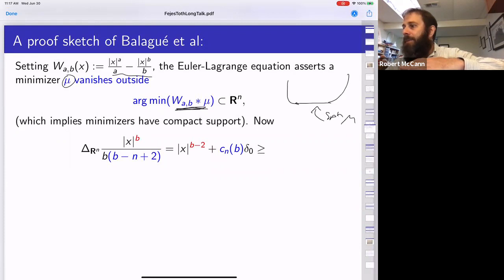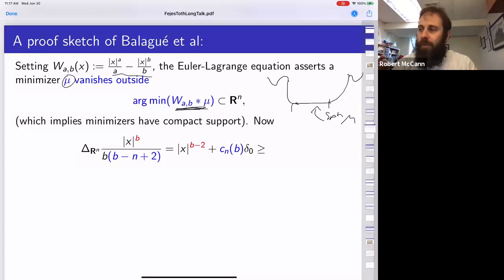So the convolution W star mu might look like this, and then the support of mu is in here. And who knows what it does in other places, but the support of mu has to be in the minimizing set. And in particular, if A is 2 or something, if A is growing at infinity, that's going to tell you the minimizers have compact support.